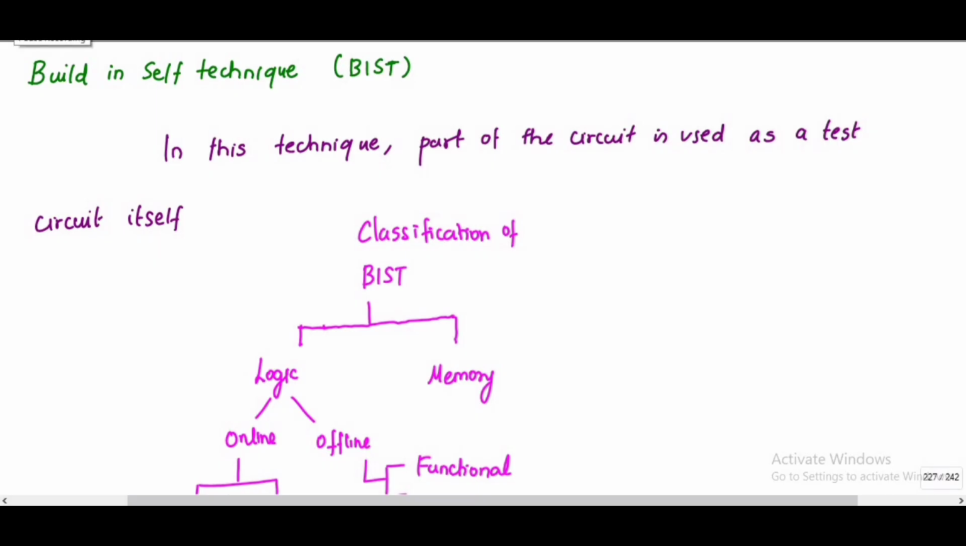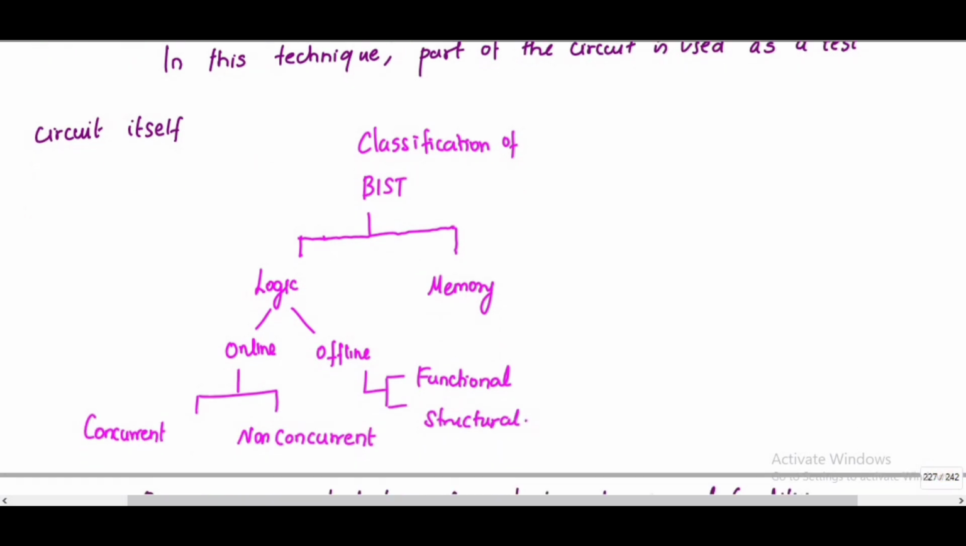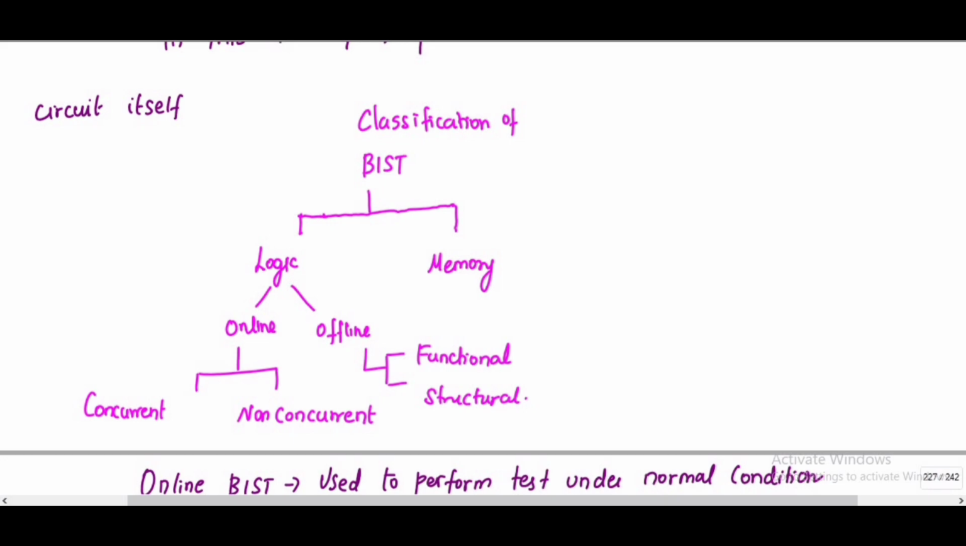In this video, we are going to discuss the built-in self-test technique. In this technique, part of the circuit is used as a test circuit for itself. We can classify BIST based on the logic block and memory. The logic can be classified into online and offline. For online, we have concurrent and non-concurrent techniques, and for offline, we have functional and structural techniques. The same classification is applicable for the memory also.